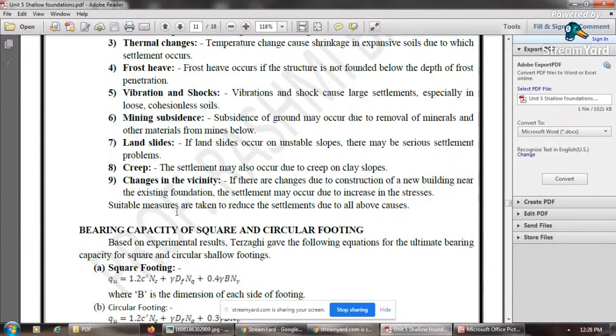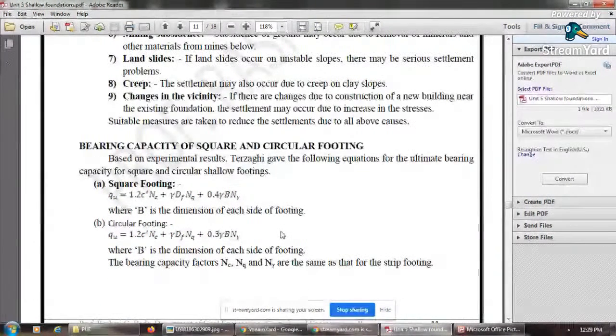Okay, changes in the vicinity. If there are changes due to the construction of a new building near the existing foundation, the settlement may occur due to increase in the stresses. Suitable measures are taken to reduce the settlements due to all the above causes. So there are nine factors which are considered for the settlement. Whenever such a question comes, you have to give the explanation by rendering all the nine factors which are required for the settlement.